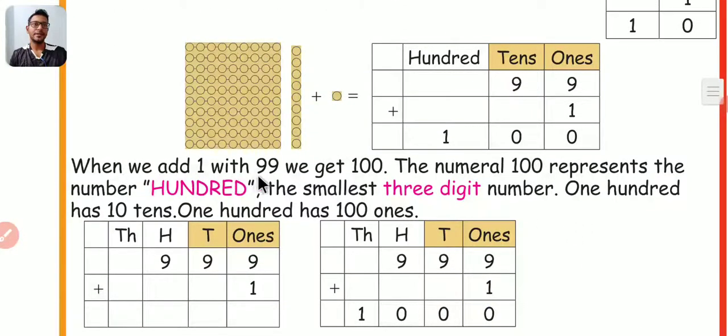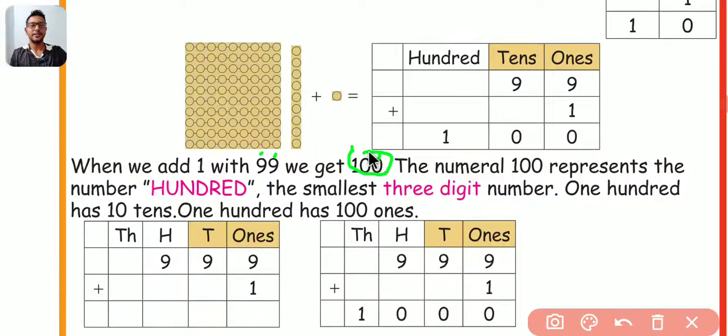When we add 1 with 99, we get 100. Yes, 99 plus 1, 100. The numeral 100 represents the number 100. The smallest 3-digit number. Okay, so you see this is a 2-digit number. How many digits? 1, 2. This is the greatest 2-digit number, 99, and after 99 what we get? 100. 1, 2, 3. After a 2-digit number we will get a 3-digit number. This is the first 3-digit number, so this is the smallest 3-digit number. So 100 is the smallest 3-digit number.